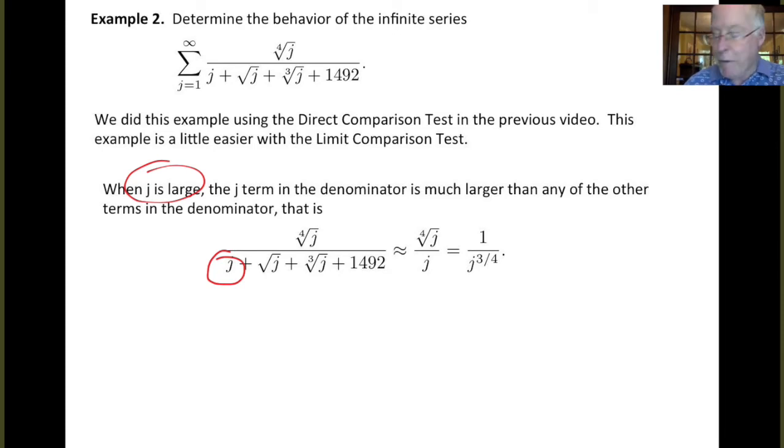And by large, I mean much, much bigger than 1492. So the 1492 is negligible, as well as the square and cube roots of J. The top, of course, there's just one term, so that is dominant in the top, 4th root of J. And so we expect this series to behave like the 4th root of J over J, or 1 over J to the 3/4.